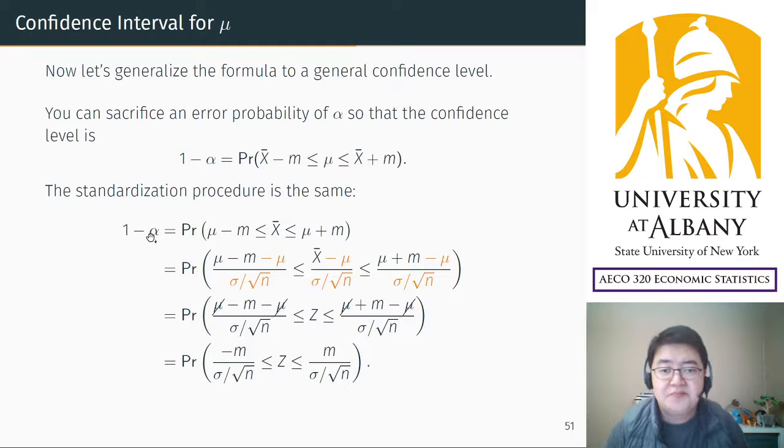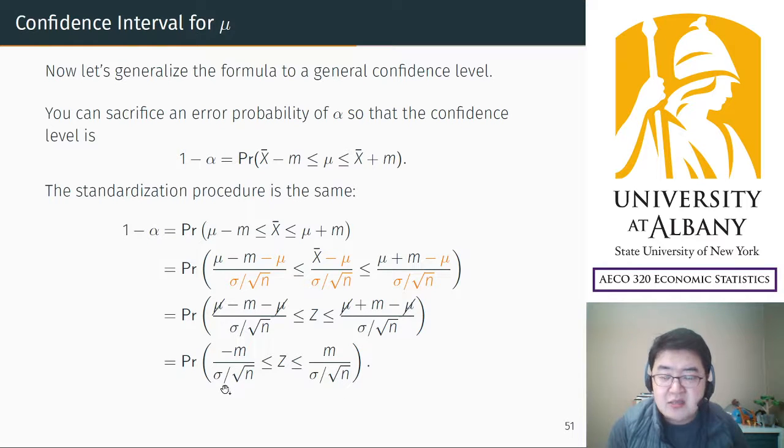Standardization goes the same. First, you have to rearrange the probability so that x bar is isolated in the middle term, because it's the only random quantity, and you are targeting x bar in this analysis. And once you do this, the step is exactly the same. There is no difference. Subtract the mean, divide by its standard error, sigma over square root n. And as before, mu is cancelled out during the standardization process.